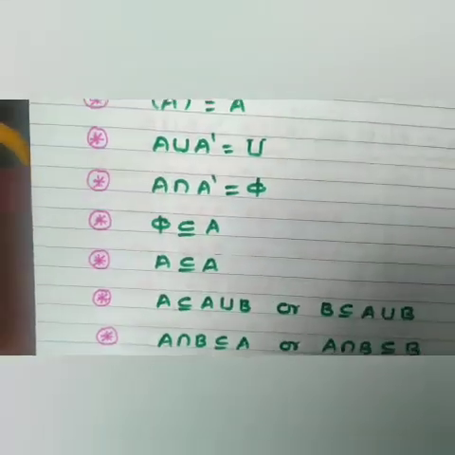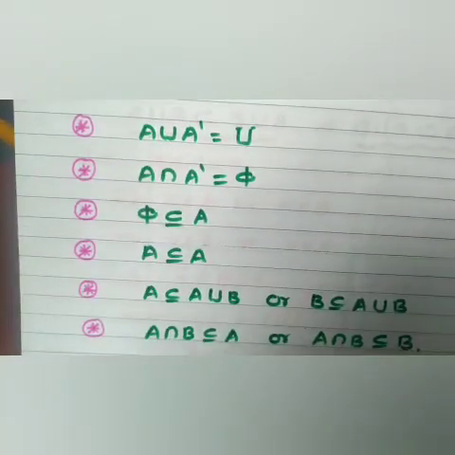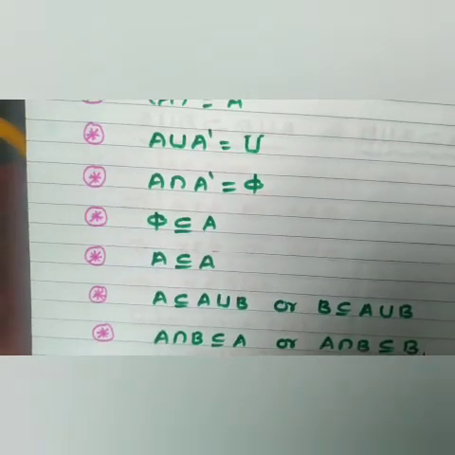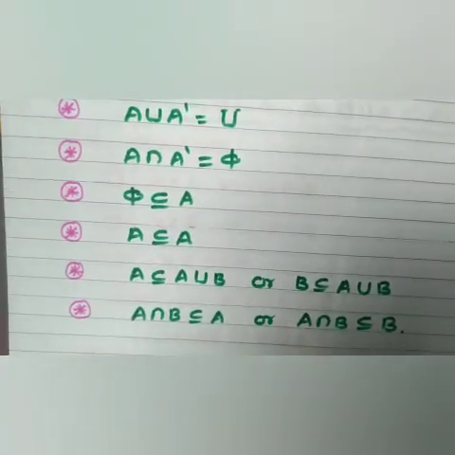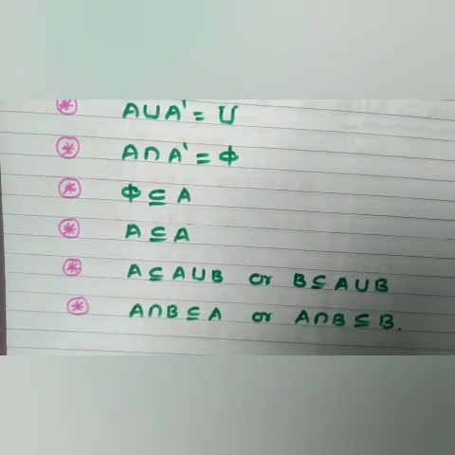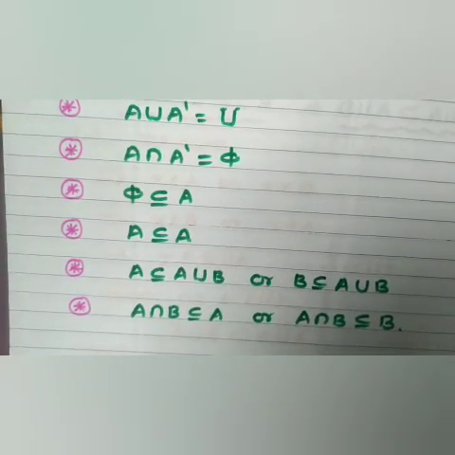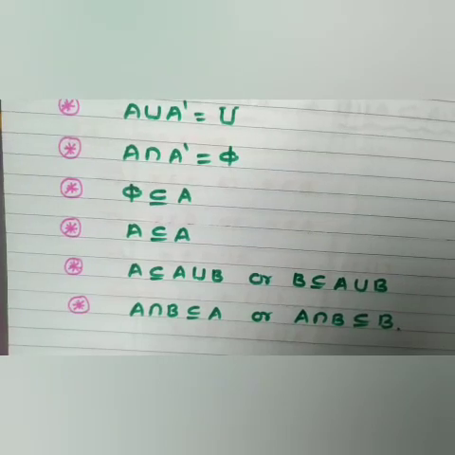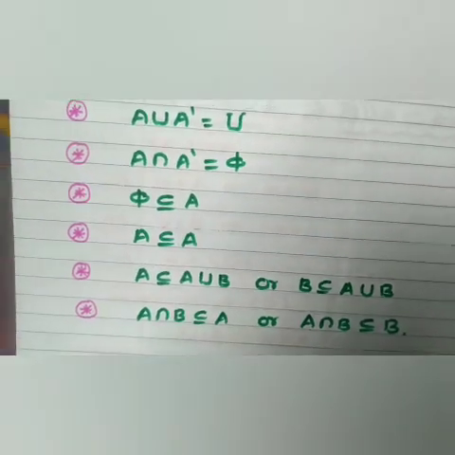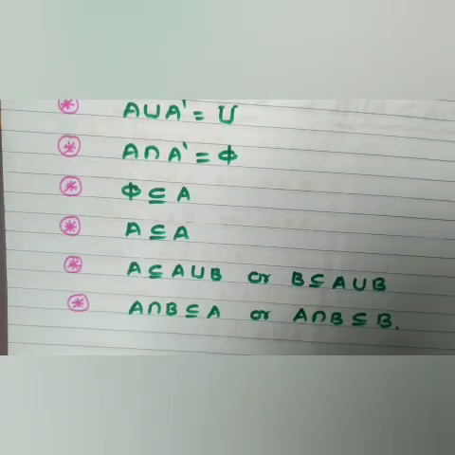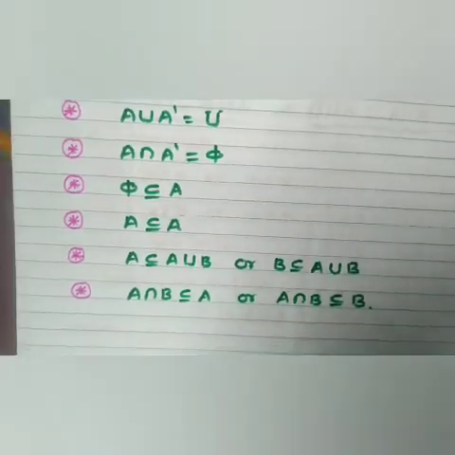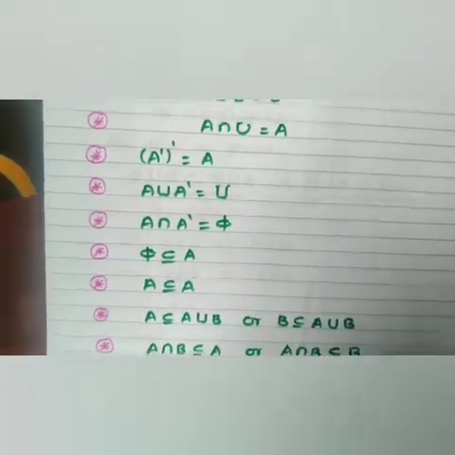And one must remember, the empty set is always a subset of the set A, and A itself is always a subset of A. And the next, A is a subset of A union B, or B is also a subset of A union B. And for the intersection, it is reversed. A intersection B is a subset of A, or A intersection B is a subset of B.